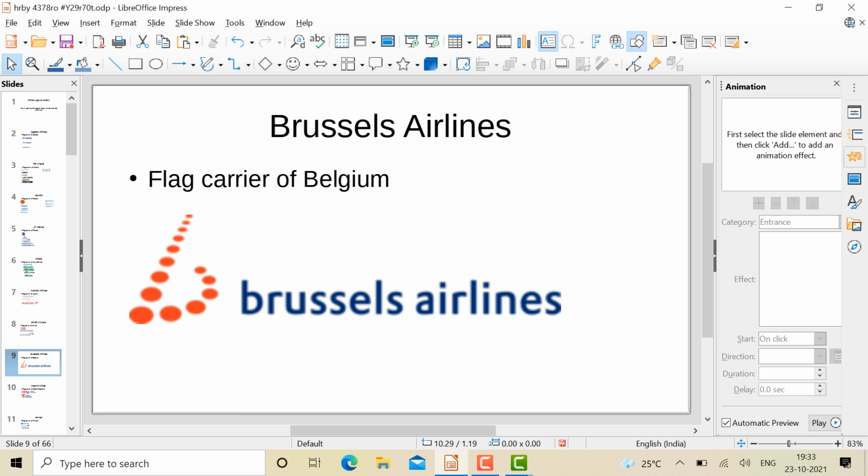And Brussels Airlines, the flag carrier of Belgium, had just one logo. A number of dots made the letter B. It kept increasing in size until over here, where it became small again. And then the name Brussels Airlines. The logo hasn't changed since its foundation, because it was founded very recently.